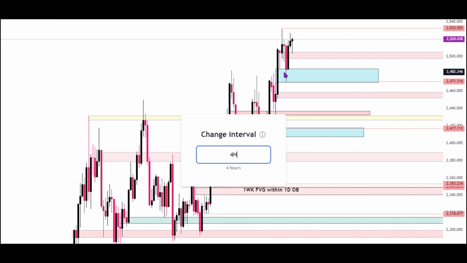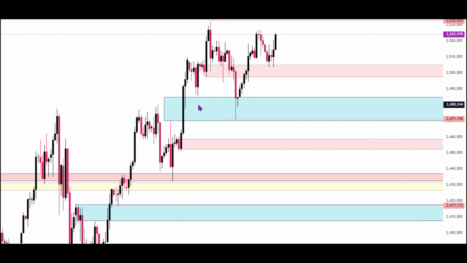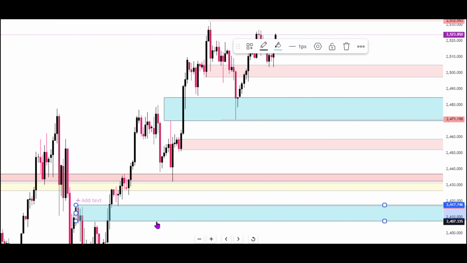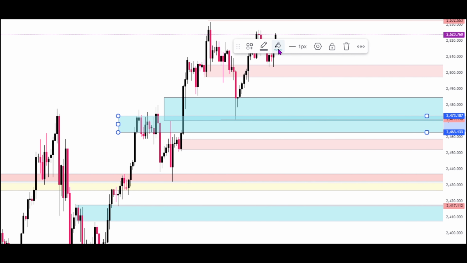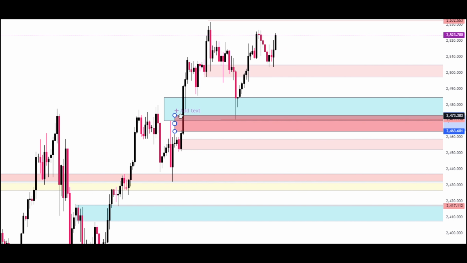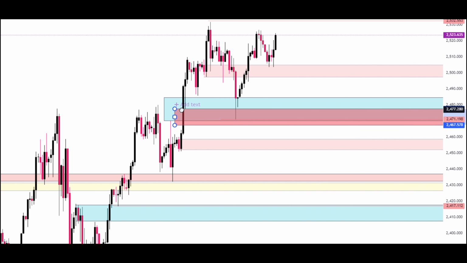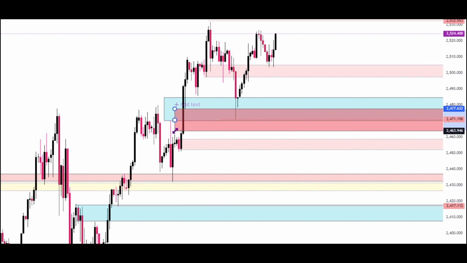So let's go a little bit down in time frame. This whole area represents the daily fair value gap on the 4-hour time frame. But of course, you can also see the 4-hour fair value gap that has formed overlapping with the daily fair value gap. Let me get a shape to distinguish between the 4-hour fair value gap and the daily fair value gap. Let me change the color. I think I'll go with red. Yes. So let me readjust the shape into the 4-hour fair value gap right there.